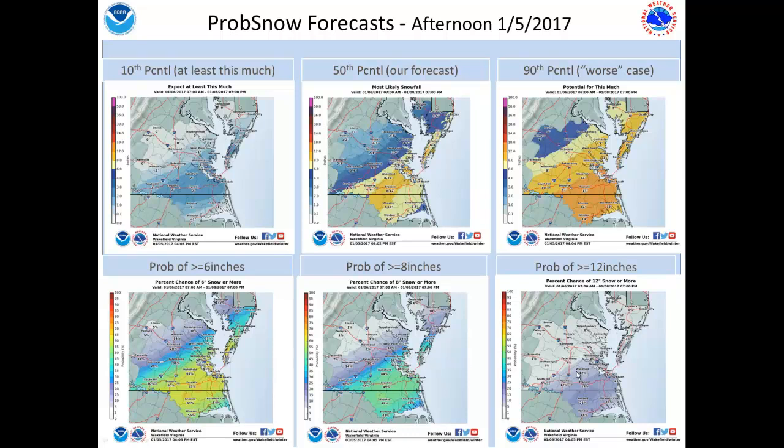The chance of receiving 12 inches of snow has increased compared to the previous day's predictions. And now we're starting to push upwards about maybe about 20% probability, kind of widespread across southeast Virginia and northeast North Carolina. So about a 1 in 5 chance that you're going to see a foot of snow or more.